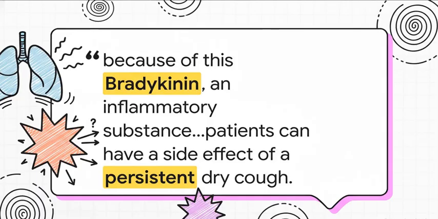Now let's talk a little more about that cough. It's not just any cough. We're talking about a persistent, dry, hacking cough that can really drive patients nuts. So why does it even happen? It's because ACE inhibitors also stop the breakdown of this other substance called bradykinin. So more bradykinin leads to this super annoying cough. And believe me, this is a classic NCLEX question.